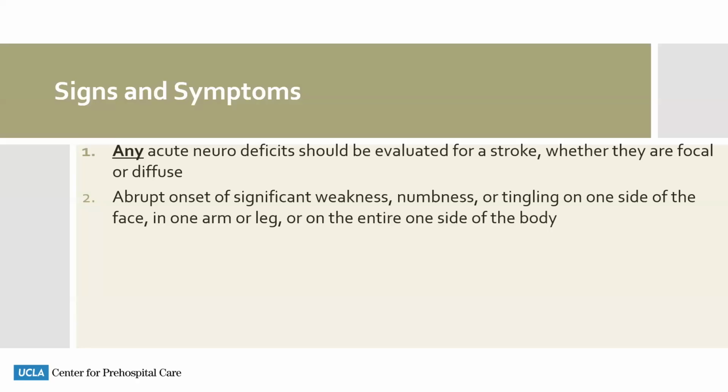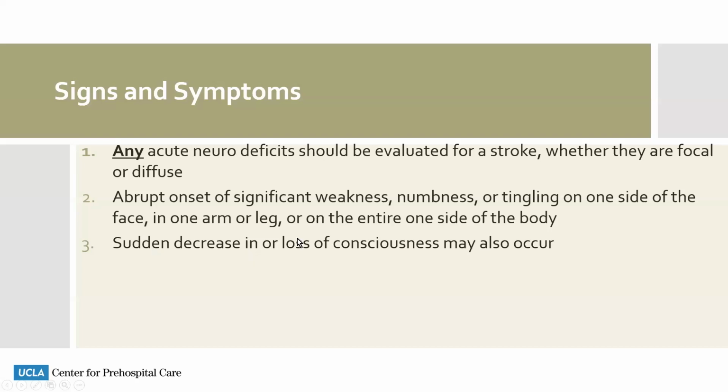We're going to do our assessments. Cincinnati Pre-Hospital, our LAM scale. Abrupt onset is significant weakness, numbness, or tingling on one side of the body. Could be in face, arm, leg. Usually, it affects the entire one side, not just, say, facial droop. Now, just a facial droop is usually something else, another process, which I can talk to you about another time.